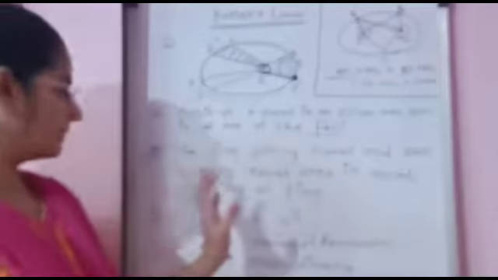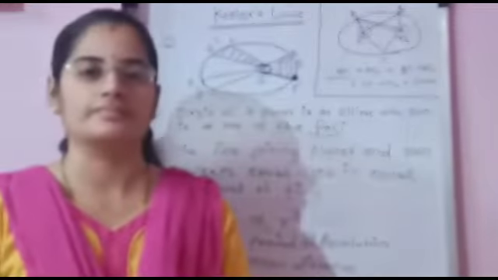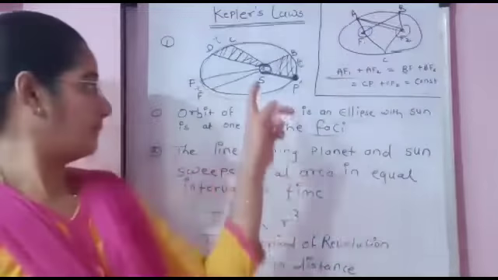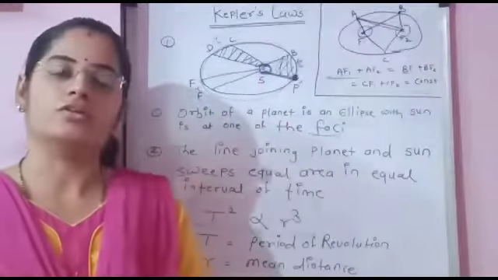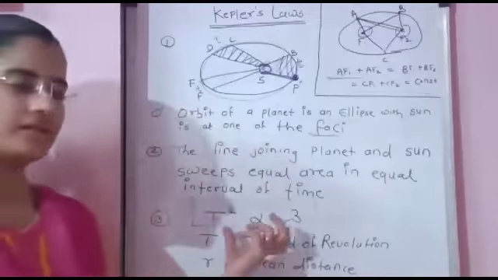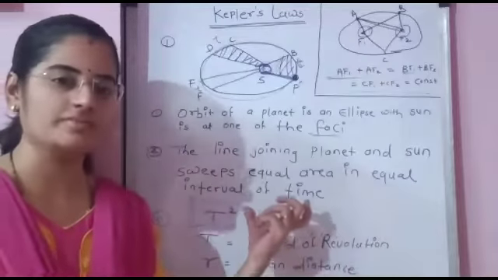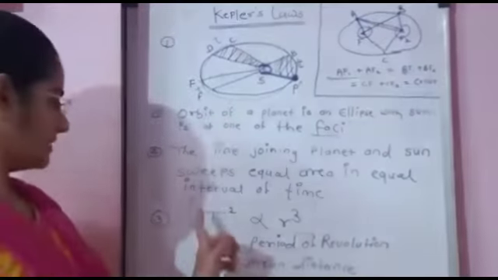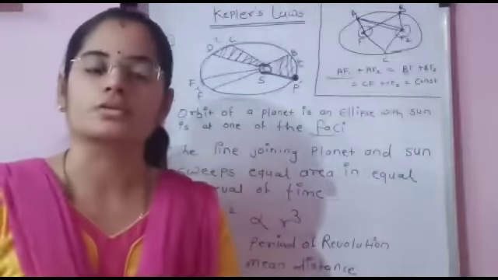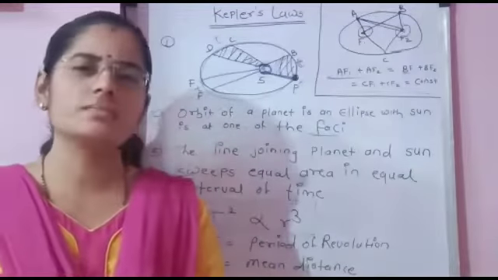Look here, Kepler's third law of planetary motion. We already saw Kepler's first law and second law of planetary motion. Here, Kepler's third law of planetary motion. The mathematical statement is given: T square is directly proportional to R cube. What is meant by T?